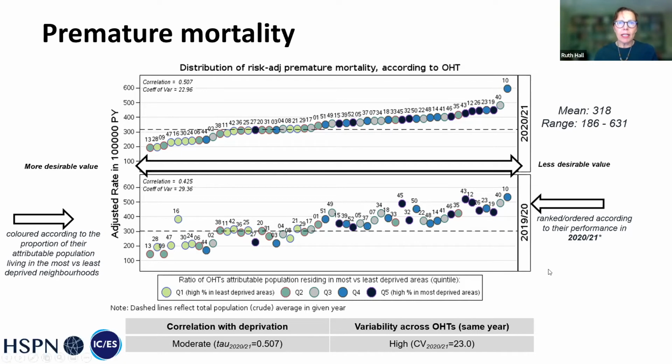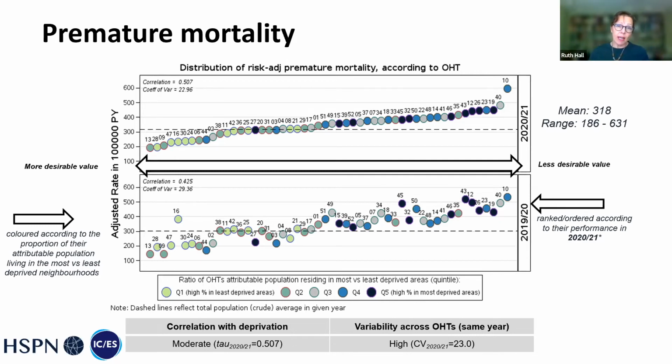So looking here at premature mortality in 2021, the rate per 100,000 population was 318, which is an increase compared to previous years, where it had been relatively stable around the 300 range.